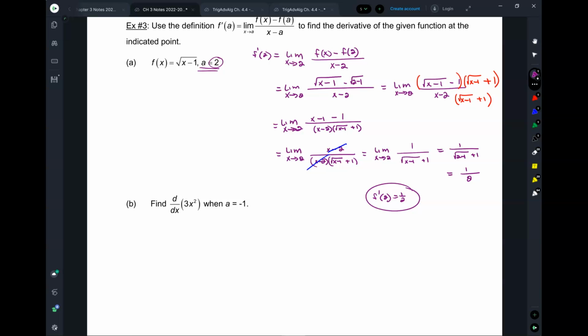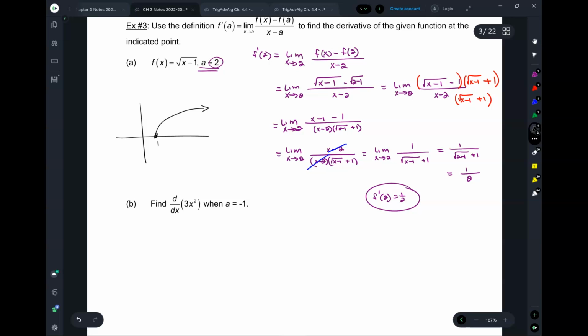Which means when you draw that, you don't have to do this, but just to root x minus 1, this is how it looks. If you go to x equals 2, the slope there is 1/2, right? And you can see that could work, right? So that's what we just did, okay?